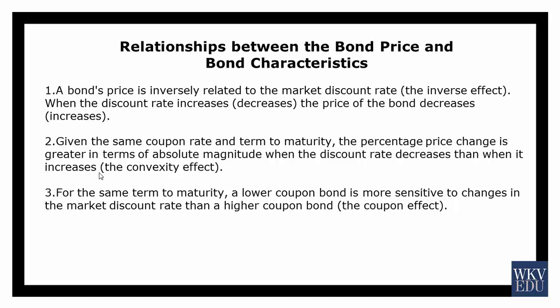Generally speaking, for the same coupon rates, a longer term bond is more sensitive to changes in the market discount rate than a shorter term bond. Note that while the maturity effect always holds for zero coupon bonds and for bonds priced at par or premium to par, it does not always hold for long-term coupon, but not zero coupon bonds that are trading at a discount.